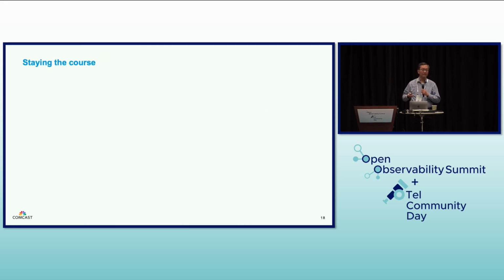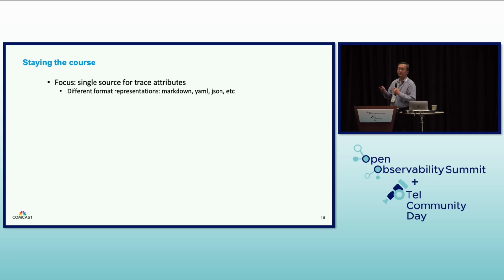Then what are some of the lessons that we have learned and how we envision this? Well, definitely, the single focus that we had from the beginning was we want to have a single source for trace attributes. Because again, if we don't have this common standard, it will be very hard for teams to come together and get value out of this tracing solution. But of course, we also needed to have different format representations. Different parts of our company will need to access this information in different formats. We want to make sure that they are able to have it in the format they need: Markdown, YAML, JSON.